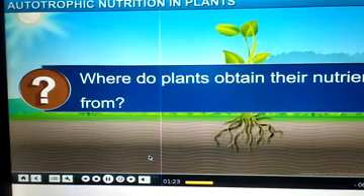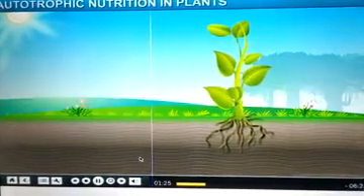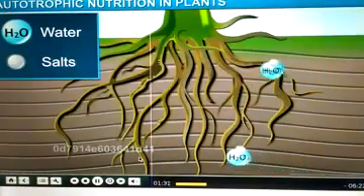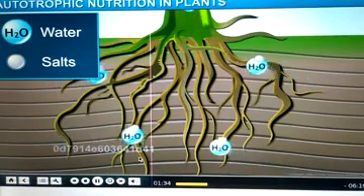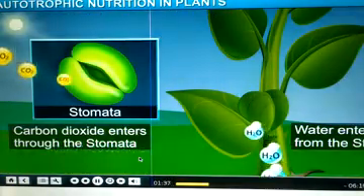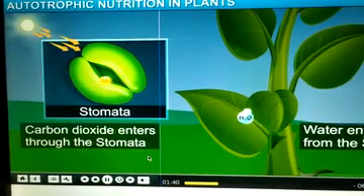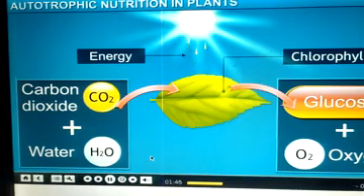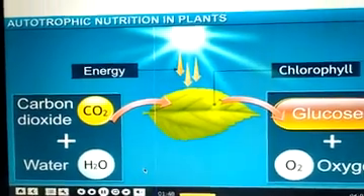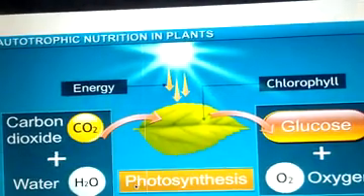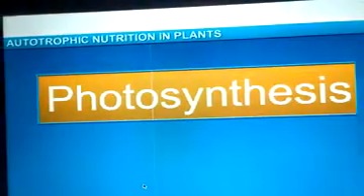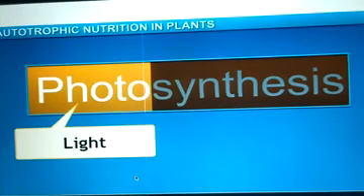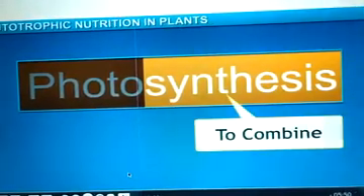Where do plants obtain their nutrients from? In plants, the green pigments called chlorophyll collect simple substances like water and salts from the soil, carbon dioxide from the air, and use sunlight as a source of energy to convert simple substances into complex food. This process is called photosynthesis. The word photosynthesis is derived from 2 words. Photo, meaning light, and synthesis, which means to combine.